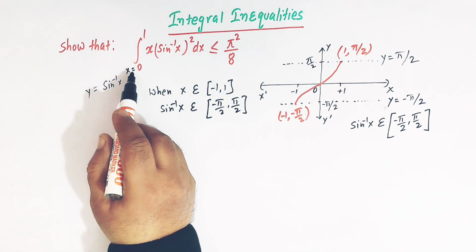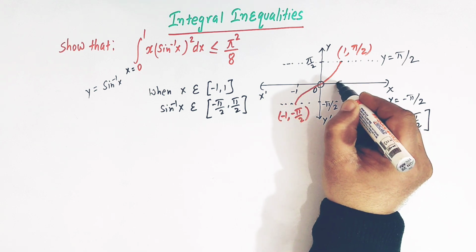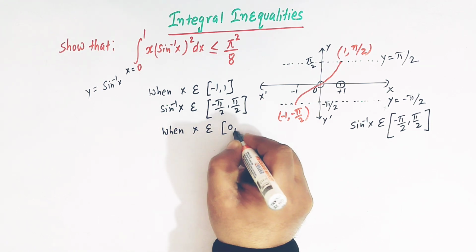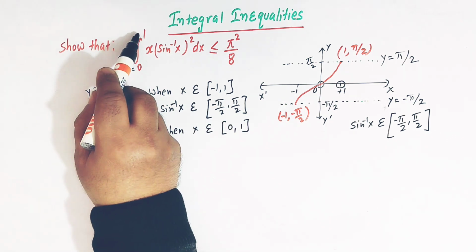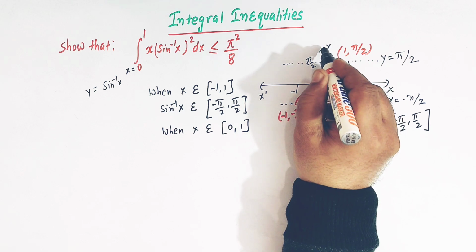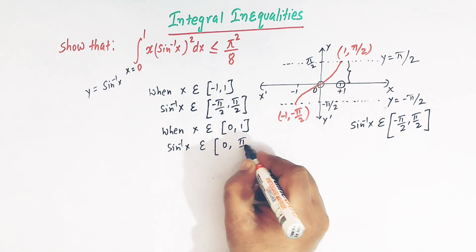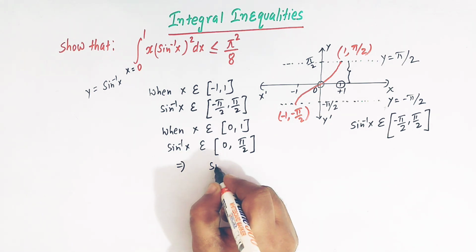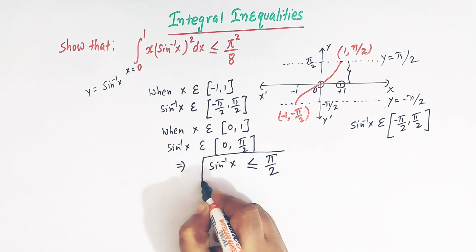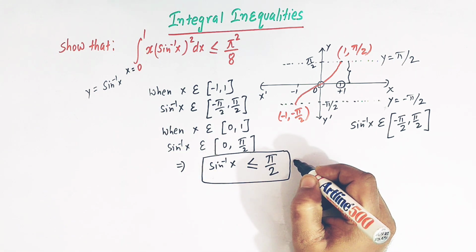And here the limits of integration vary from 0 to 1. So we'll restrict ourselves to this interval, that is 0 to 1. So when x belongs to the interval 0 to 1, which is our limit, that is lower limit is 0, upper limit is 1, then sine inverse x belongs to the interval 0 to pi by 2, right? So we can also write it like this: sine inverse x is less than or equal to pi by 2. So this is an important inequality to begin with, right?